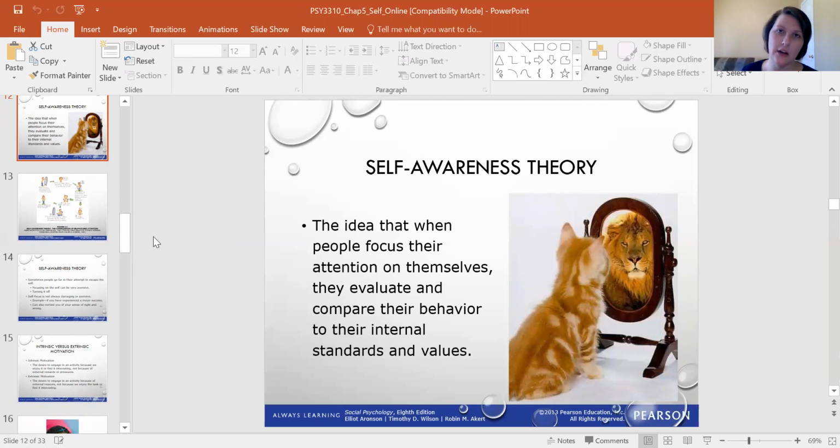And then you think about your standards. Well, do you meet your own standards? Are you kind? Are you generous? Are you happy? Are you good? And so self-awareness theory is focusing on yourself and evaluating yourself. Do you meet your own standards? Do you meet your own values?